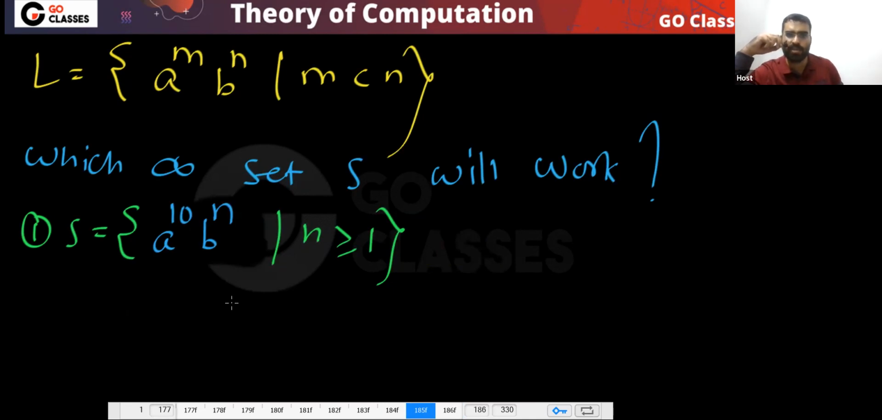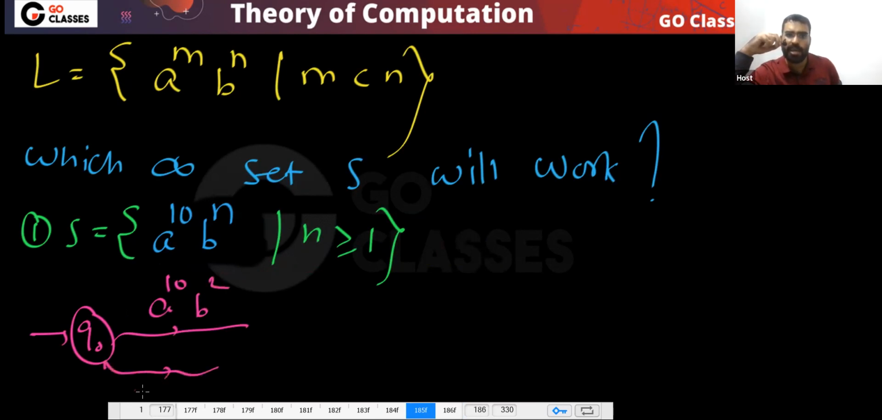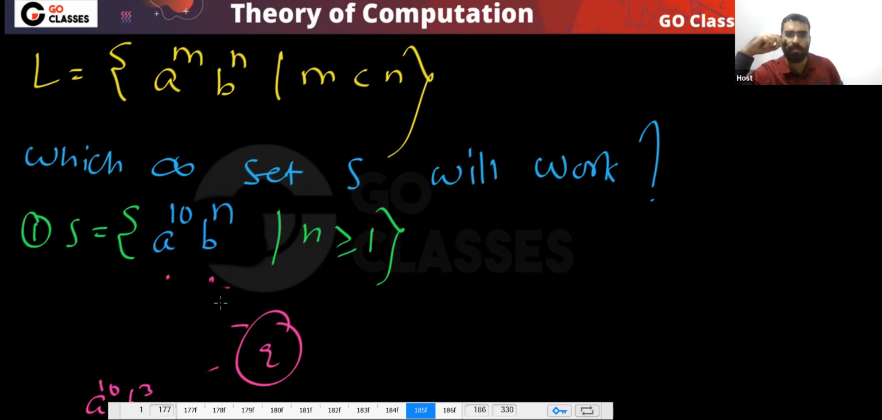Here actually this set will not work, because some strings can go to the same state. For example, A power 10, B power 2 and A power 10, B power 3 can go to the same state. There is no problem. Oh, no, there is a problem. There is some extension which will create a problem.